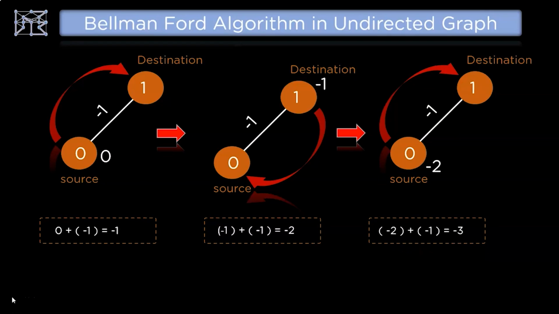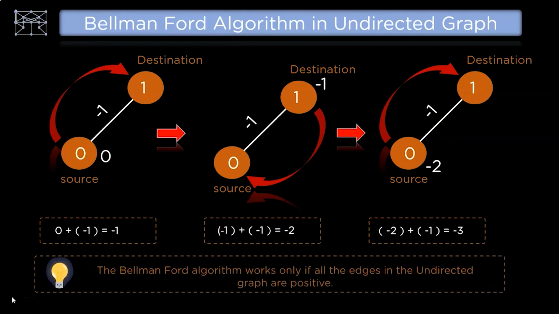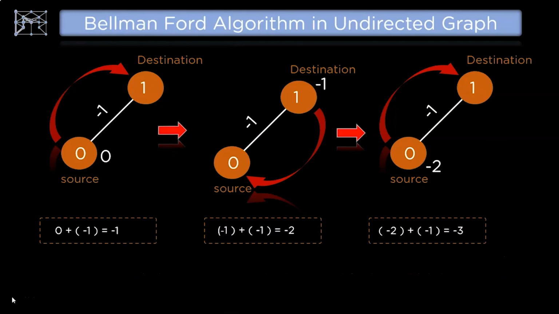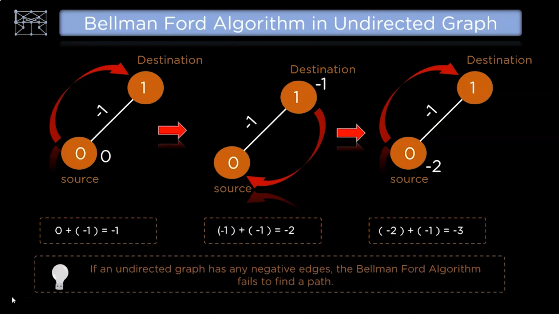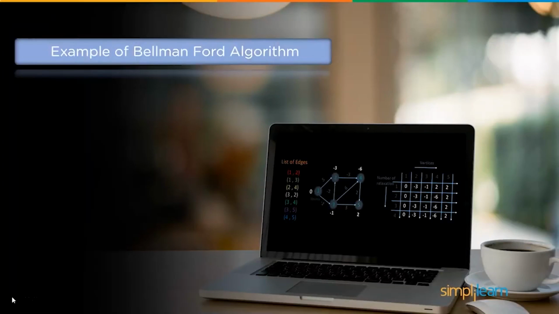So, here we come to 2 points. The Bellman-Ford algorithm works only if all the edges in an undirected graph are positive. If an undirected graph has any negative edges, the Bellman-Ford algorithm fails to find a path. For better understanding, let's look at an example for the Bellman-Ford algorithm.